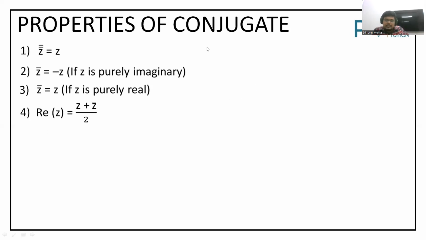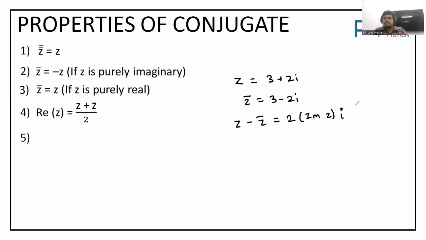Okay, now let's see what happens if we subtract z with z bar. So if z is equal to 3 plus 2i and z bar is equal to 3 minus 2i, subtract z with z bar, what will we get? 4i. Correct, we will get 4i. So is it safe to say that it is 2 times imaginary part of z into i? तो यहां से imaginary part of z का फॉर्मूला क्या बनेगा? तो imaginary part of z will be z minus z bar upon 2i, Arush.